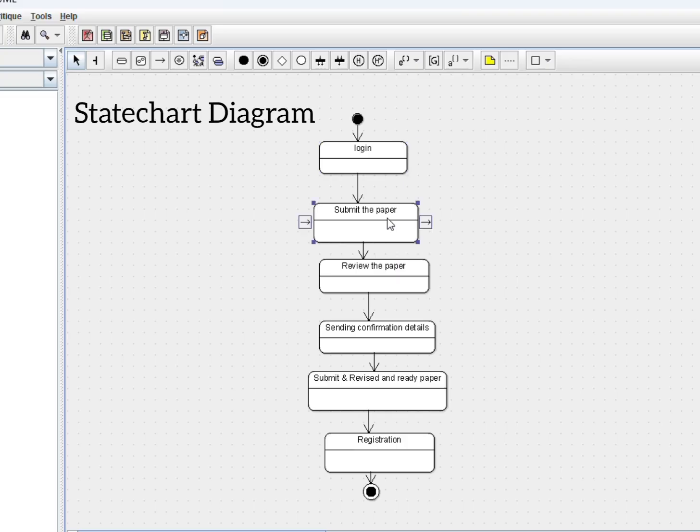After registration, the user moves to the paper submitted state, where the author submits the research paper. Next, the paper goes to paper under review, where reviewers evaluate the paper. After the review process, there is a decision state, where the paper may be accepted or rejected. If the paper is rejected, the process ends.